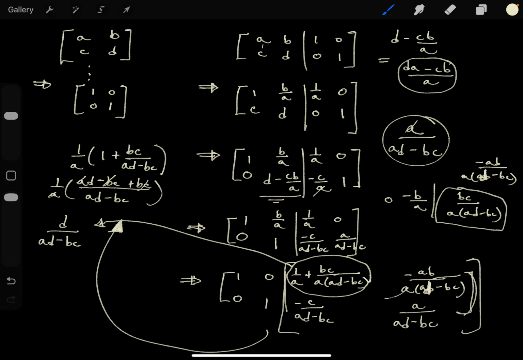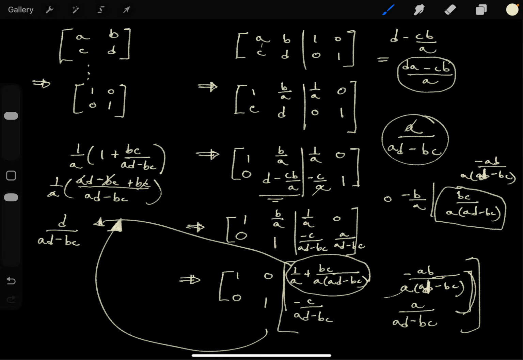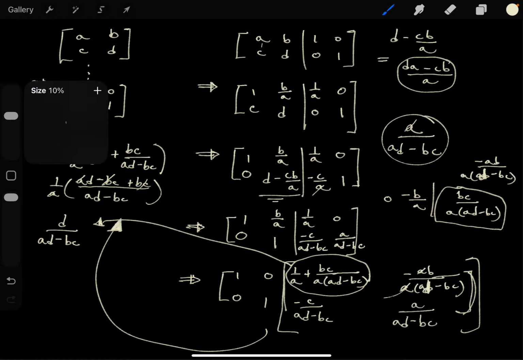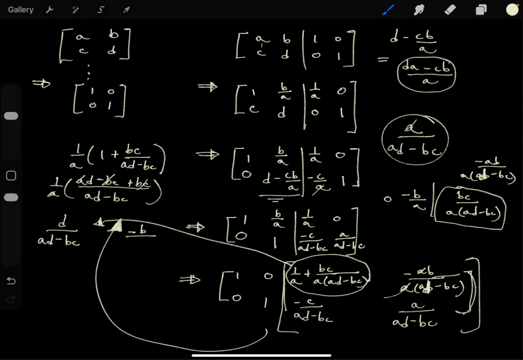I just did the algebra. Then this one, the A's can cancel right away. It's going to be negative B over AD minus BC. Then this one's negative C over AD minus BC. And then this one's A over AD minus BC. And then this is the inverse matrix.